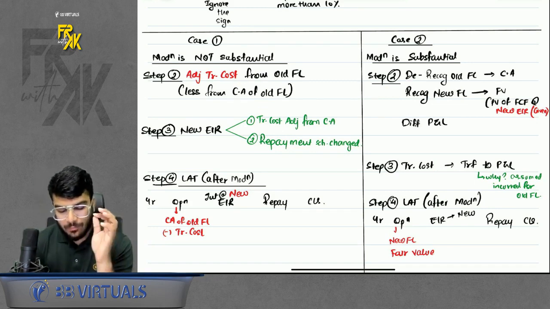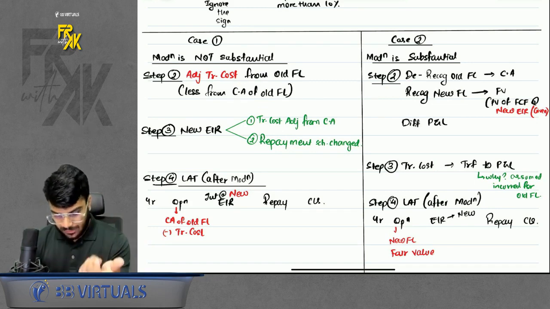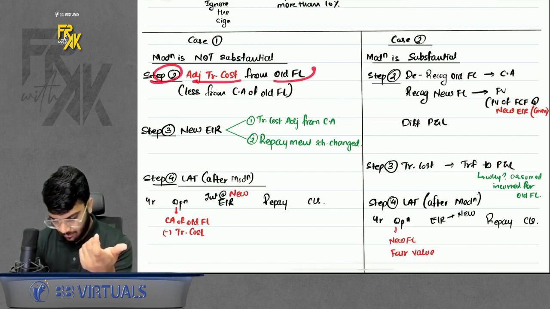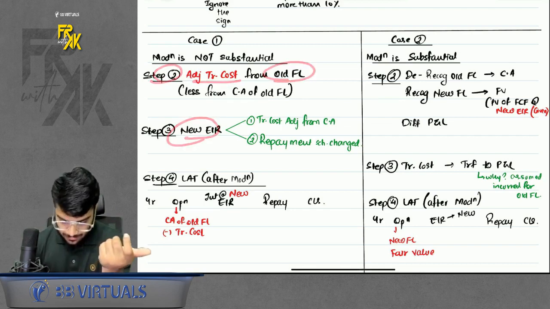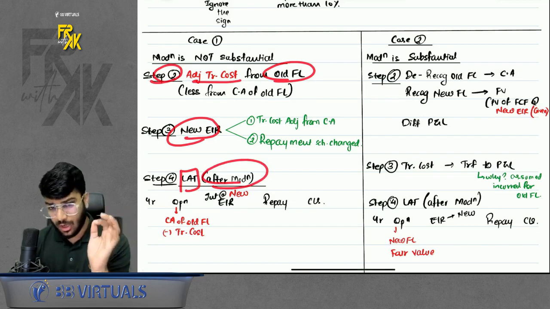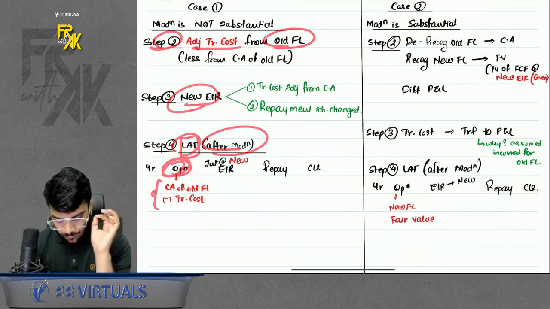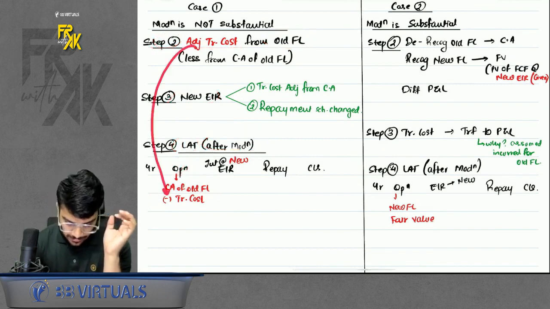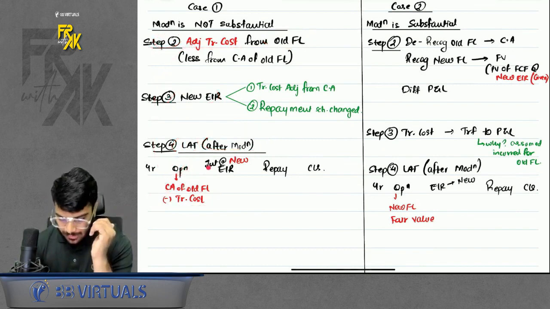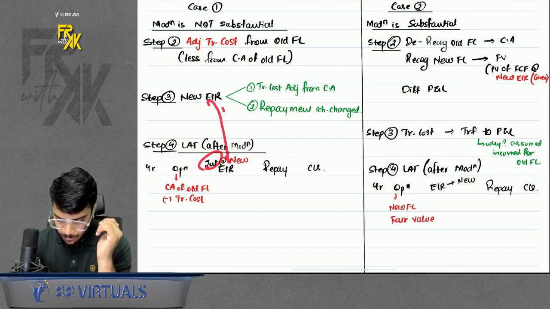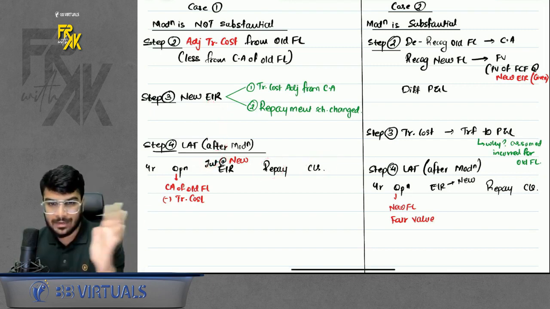So if the modification is not substantial, further steps are: adjust the transaction cost from old financial liability, compute a new EIR, and then prepare the LAT after modification. Do remember, when you are preparing the LAT, under opening, take the carrying amount of old financial liability after deducting the transaction cost on modification. In EIR, take the new EIR which you just computed, then repayment, then closing, and your LAT will tally.